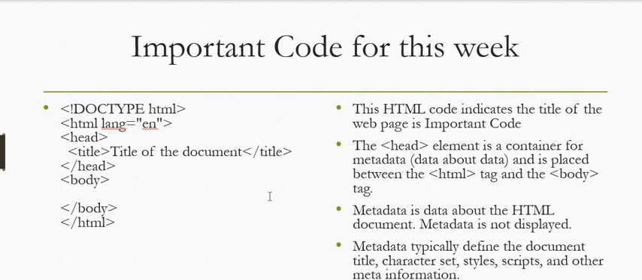So the important HTML code for this week you need to understand is the HTML language, our header, our body, and our HTML code. As you'll notice, all of the slashes and the tags close out each section as previously discussed. The head element is a container for metadata, data about data, and is placed between the HTML and body tags. Metadata is data about the HTML document. It is not displayed when you load a website.